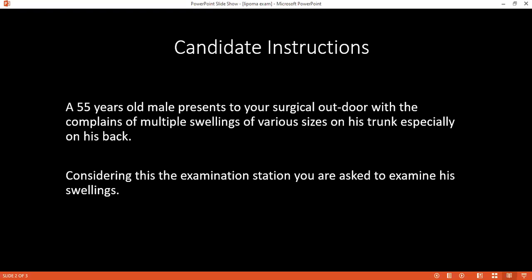And what management can you offer to the patient? Yes, the management will be excision of the lipoma. Excision, very good. How would you differentiate lipoma from sebaceous cyst on examination? Sebaceous cyst has a putty-like consistency and a central punctum. All right. Good.